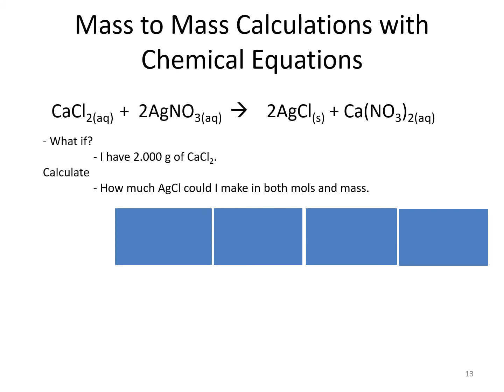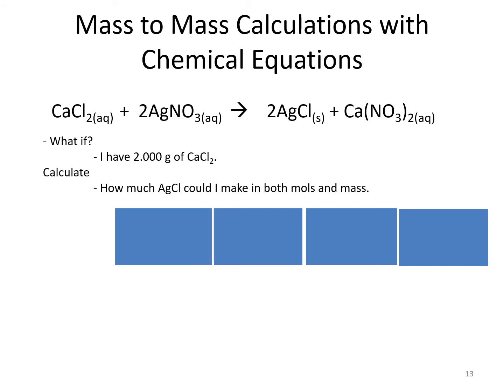So, in the previous slides, we were working with moles, but that's not terribly realistic. In the lab, what unit are we always measuring things in? In the lab, we're always measuring things in grams or things in liters or milliliters. We very rarely measure things in moles in the lab. So, for example, say you want to do this chemical equation in the lab.